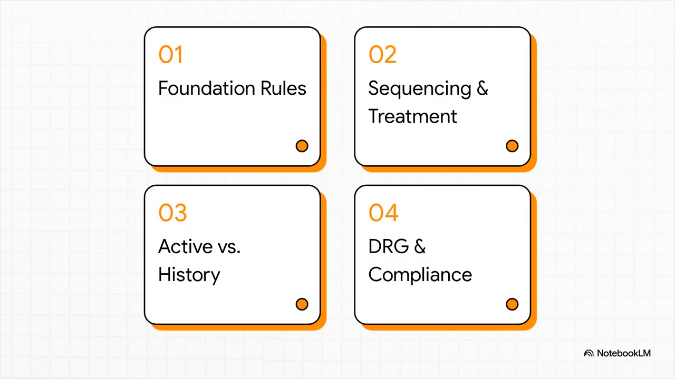Okay, here is our roadmap for this explainer. 1. Foundation of neoplasm coding. 2. Sequencing, follow the treatment. 3. The active versus history boundary. And 4. DRG and compliance impacts.